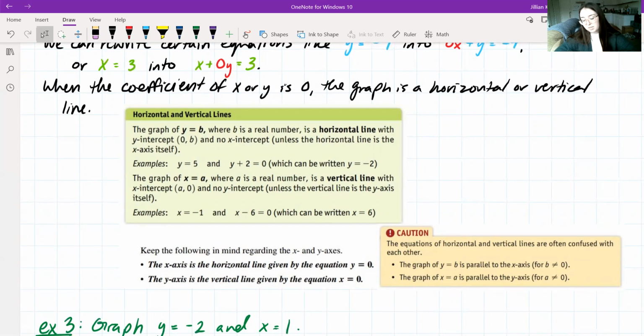A word of caution, the equations of horizontal and vertical lines are often confused with each other. The graph of y equals b is parallel to the x-axis for when b is not equal to 0. And the graph of x equals a is parallel to the y-axis for when a is not equal to 0. Easiest just to remember that a y-intercept is a straight line, it's horizontal, and an x-intercept is a straight line that is going to be vertical.